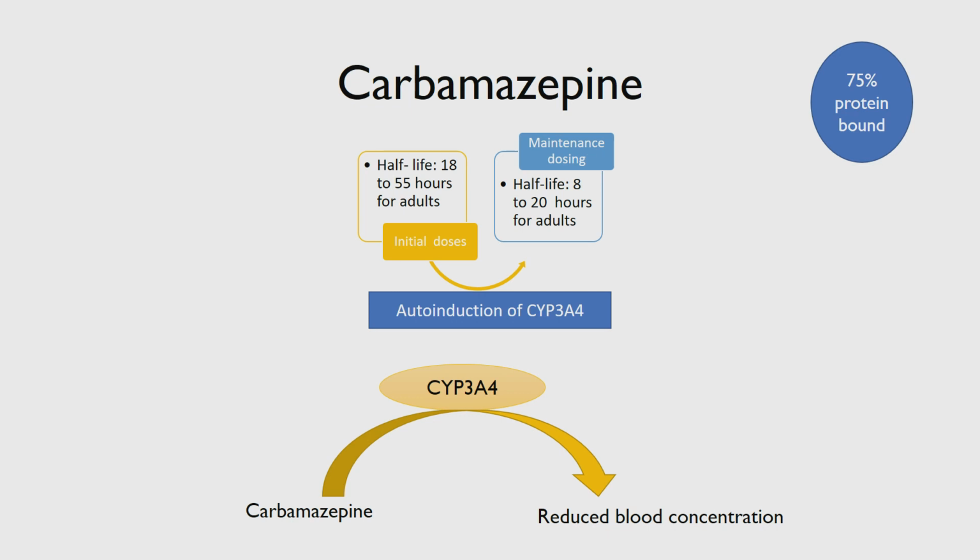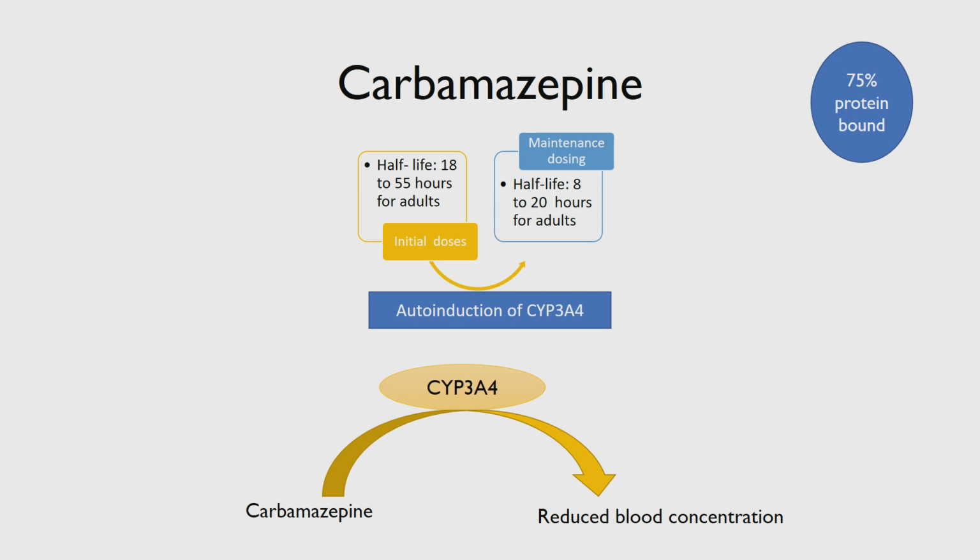And this is due to an auto-induction of carbamazepine. The enzyme that is metabolizing carbamazepine is CYP3A4. And when this auto-induction happens, the half-life changes. So when we take the sample from a patient, we also need to know whether the schedule is at an initial dose schedule or at a maintenance dosing schedule.